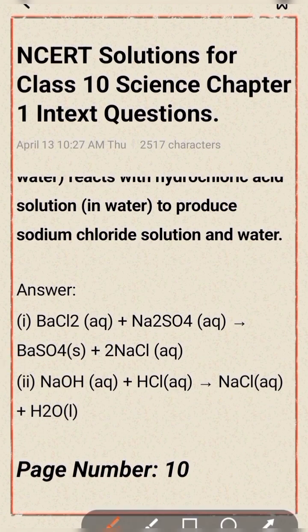BaCl2, that is aqueous solution, plus Na2SO4 sodium sulfate solution, that is aqueous, form BaSO4 barium sulfate solid. S means solid. And 2NaCl (aq), that is solution. Okay, my dear viewers. Next part, that is part 2.